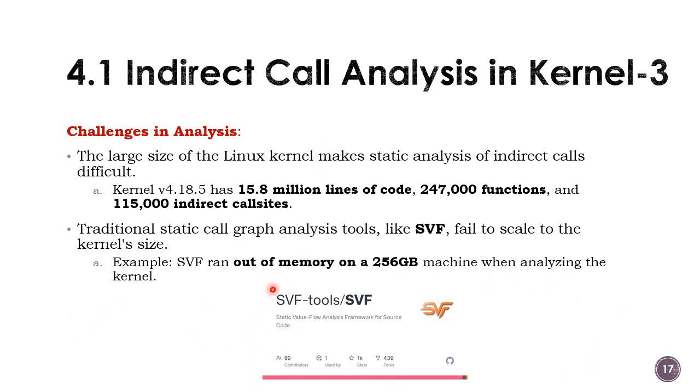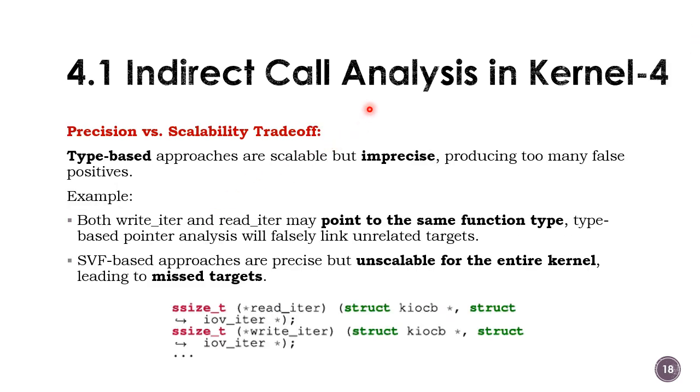So we still need to find out other ways to get around this. In previous discussion, we know that for indirect code analysis in the kernel, if we use tools like SVF, it could run out of memory and could not proceed with the analysis. So in previous literature, and also in this paper, a method called type-based approaches is conducted. But it turns out that it is imprecise, because we have some examples here.